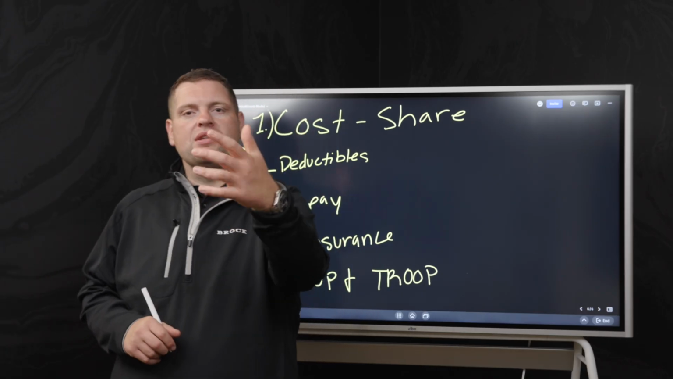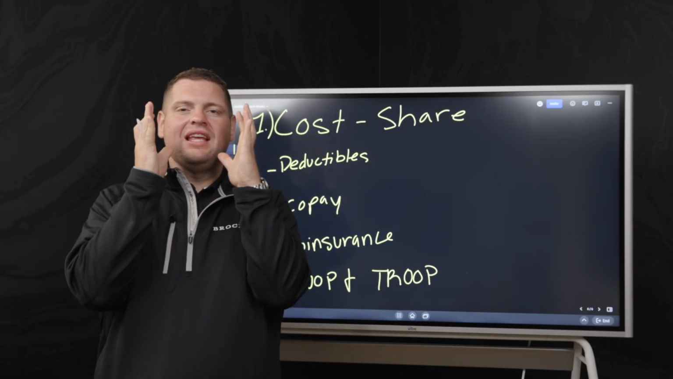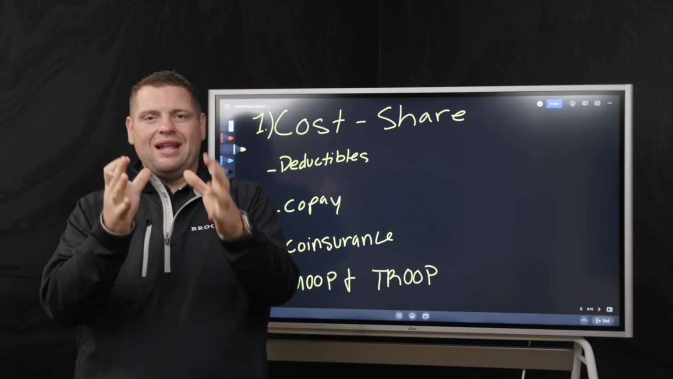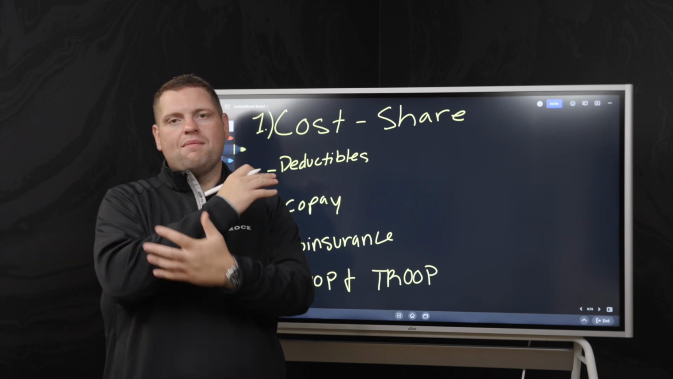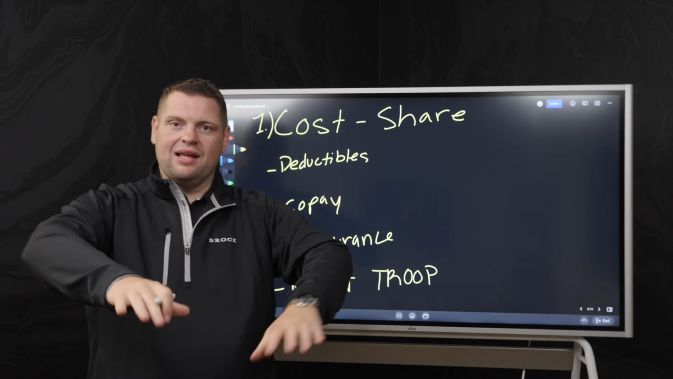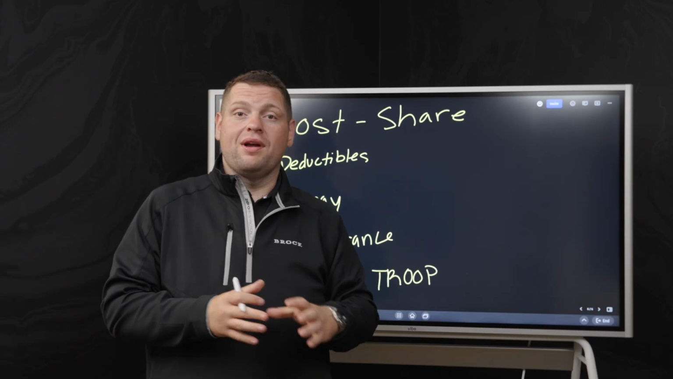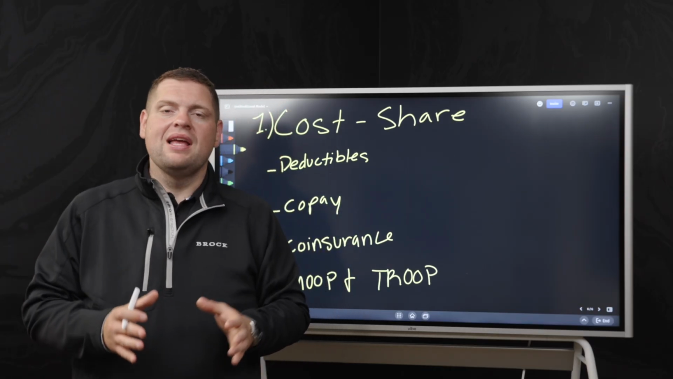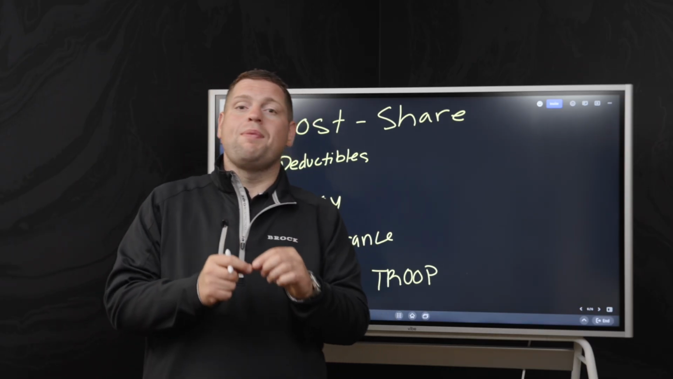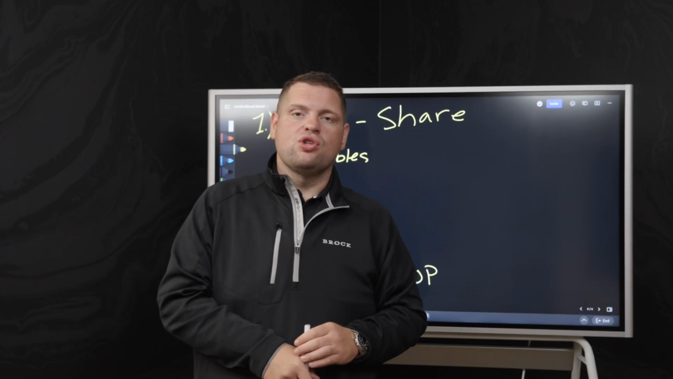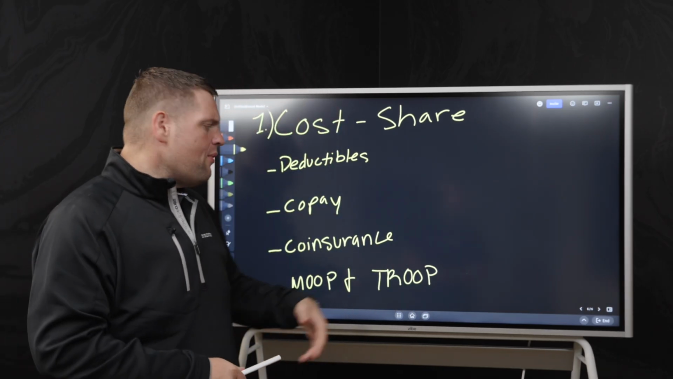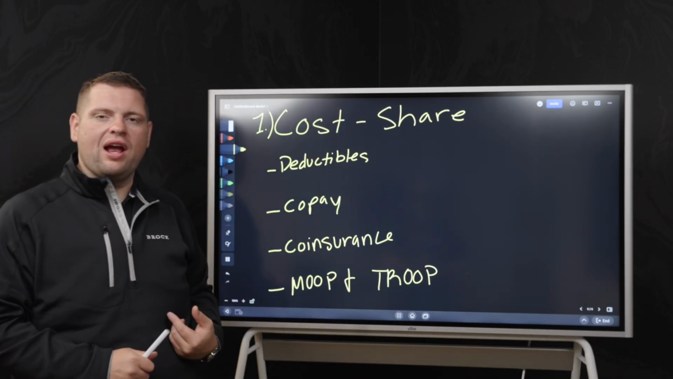So when you see the term deductible, just think that is the initial amount of money that I have to pay before my insurance will pay anything. It's not the amount that I have to pay before insurance covers everything. That's not what that means. It's the amount that I have to pay before insurance will pay a dime or a cent towards any of my services. And then we go into our more common cost share after that.